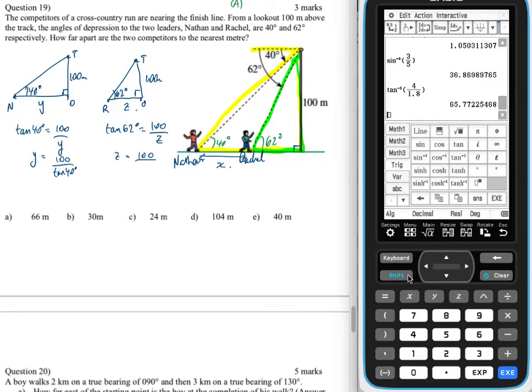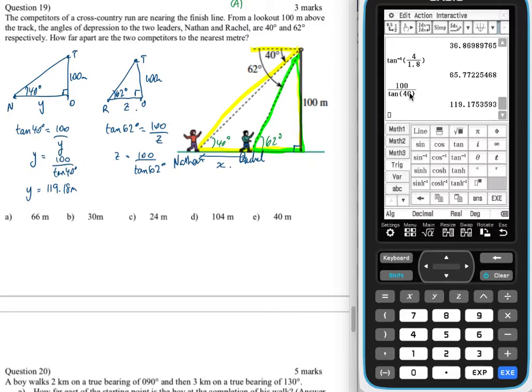So, shift divide for that nice little fraction line, on tan 40 degrees, close our bracket, and we get that distance there. So therefore, we can say Nathan is 119.18 meters away. And let's see what Rachel is as well.